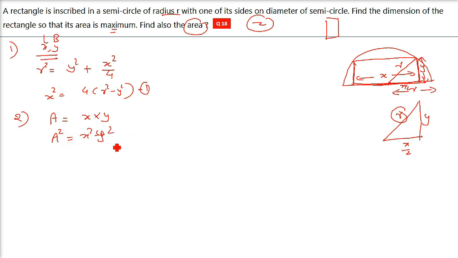Now square both the sides. When you square both the sides, as I told you, squaring won't affect the result. So I've squared it just because we already have x square as 4 into r square minus y square.